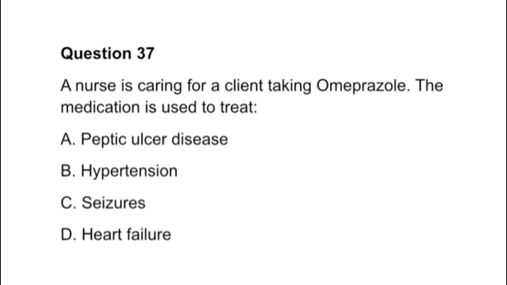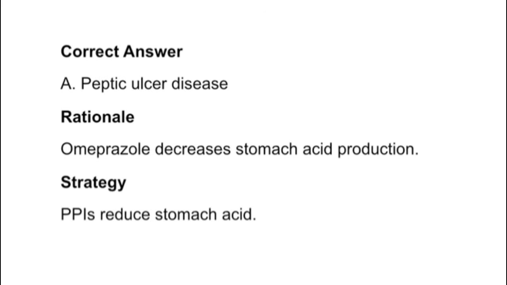Question 37. A nurse is caring for a client taking omeprazole. The medication is used to treat A. Peptic ulcer disease. B. Hypertension. C. Seizures. D. Heart failure. Correct answer. A. Peptic ulcer disease. Rationale. Omeprazole decreases stomach acid production. Strategy. PPIs reduce stomach acid.